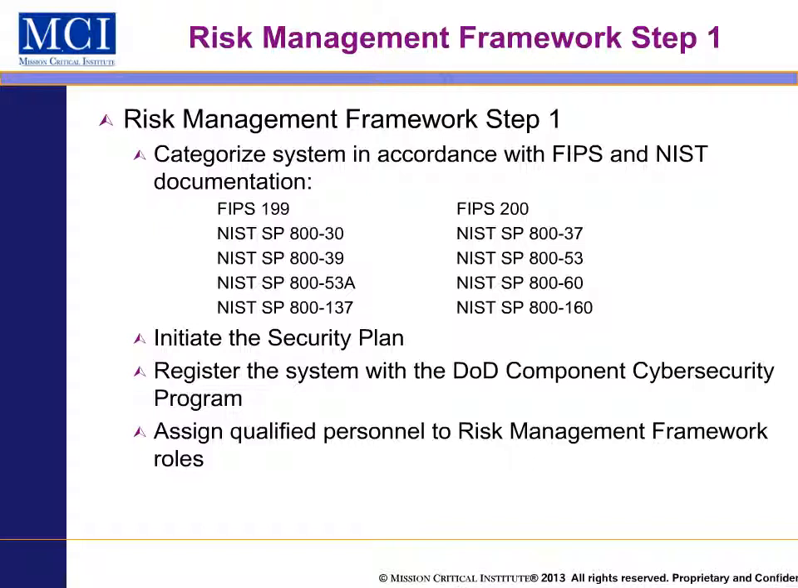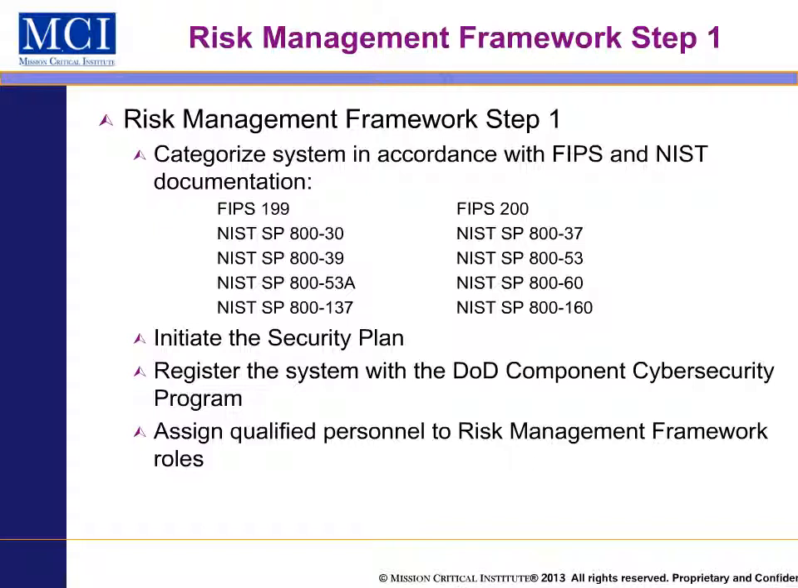Next, we have NIST Special Publication 800-60, and this is a 2-part document. Volume 1 is the guide for mapping types of information and information systems to security categories. Then Volume 2 is the accompanying appendices. Then we have NIST 800-137. This describes the information security continuous monitoring for Federal Information Systems and Organizations.